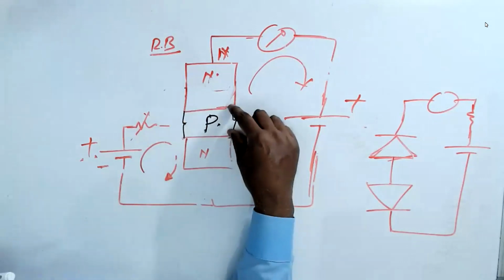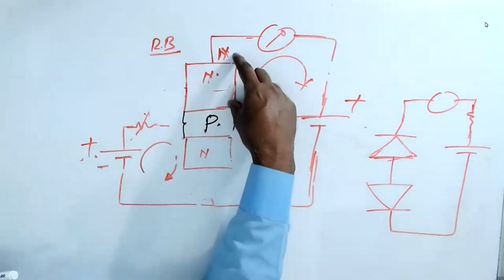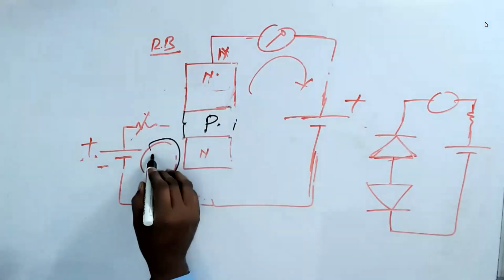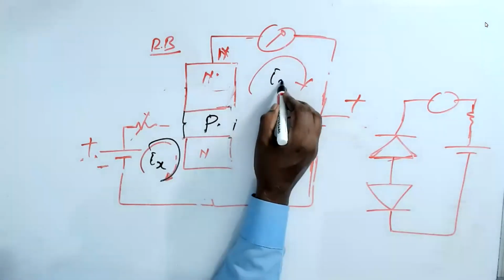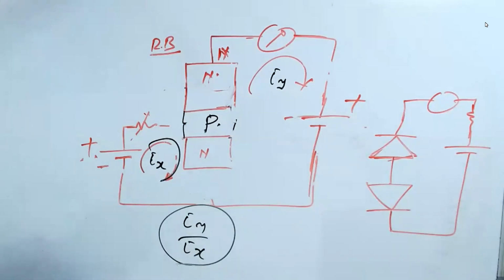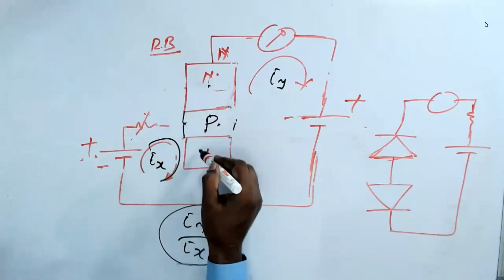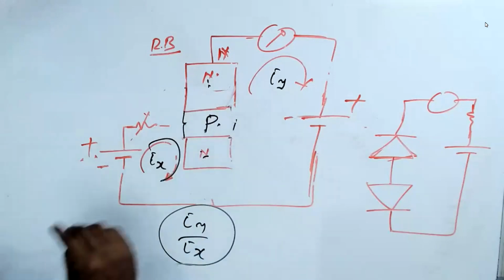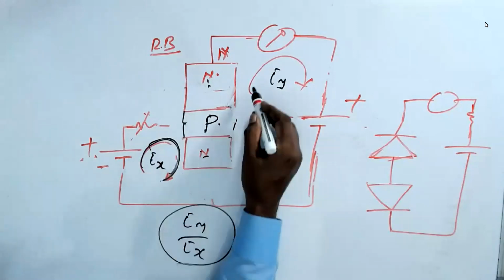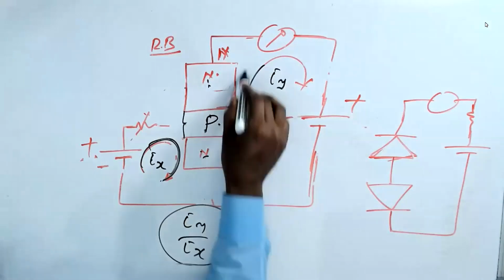By changing the width of the P and changing the N, the current here, let's call Ix, and this Iy. The factor Iy by Ix, they could change by changing these three materials' size. Understand? They finally found out that by changing the current here, I could change the current here. So they thought this is a resistor.